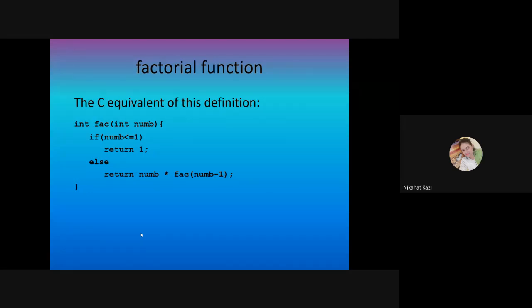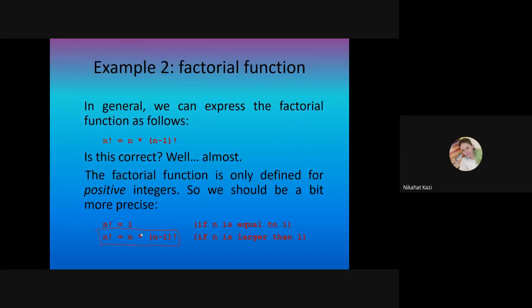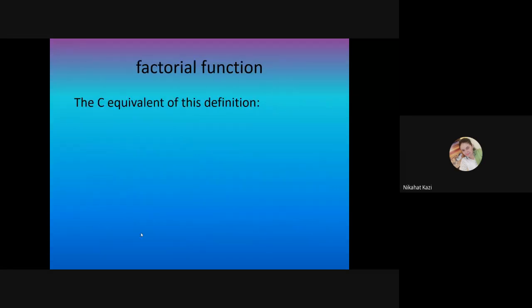When you are writing a recursive function, you write the same thing that you saw earlier. If n is equal to 1, the answer is 1. If n is greater than 1, the answer is n into n minus 1 factorial. The same thing now you have to express in C code.